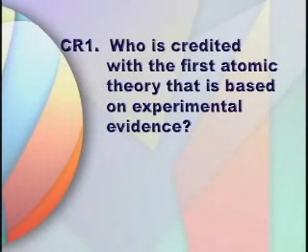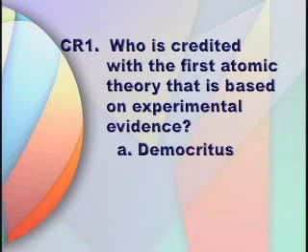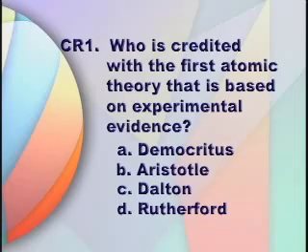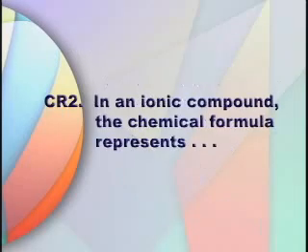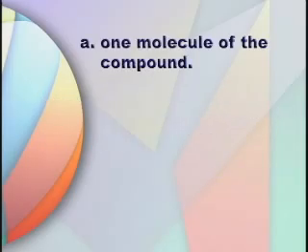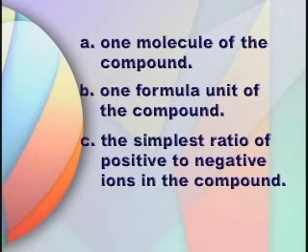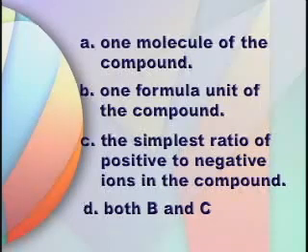Let's begin our quiz with cumulative review question number 1. Who is credited with the first atomic theory that is based on experimental evidence? A. Democritus, B. Aristotle, C. Dalton, D. Rutherford. For cumulative review question number 2. In an ionic compound, the chemical formula represents A. 1 molecule of the compound, B. 1 formula unit of the compound, C. the simplest ratio of positive to negative ions in the compound, D. both B and C.